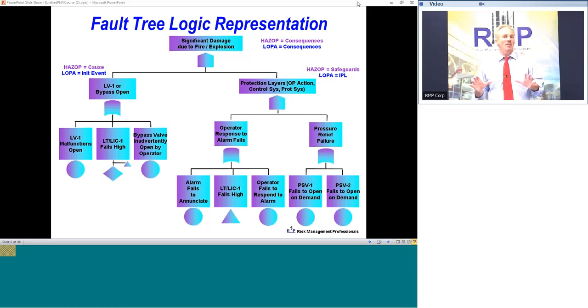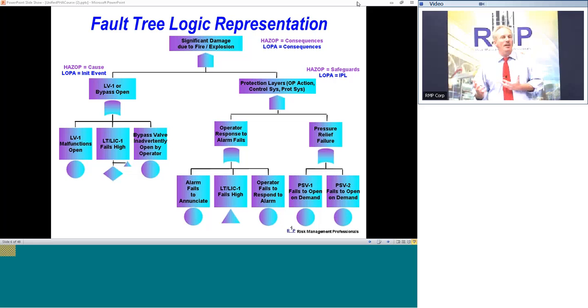Now, how this works together with all those other techniques is, if you're looking at the left-hand side again, the level control valve failing open, gosh, that's a clause in a HAZOP. If you're doing a LOPA, it's an initiating event. On the right-hand side, on the very top is your undesired event. Both HAZOP and LOPA call them consequences. On the right-hand side, the protection layers in HAZOP land are called safeguards. For a layer of protection analysis, they're called an independent protection layer.